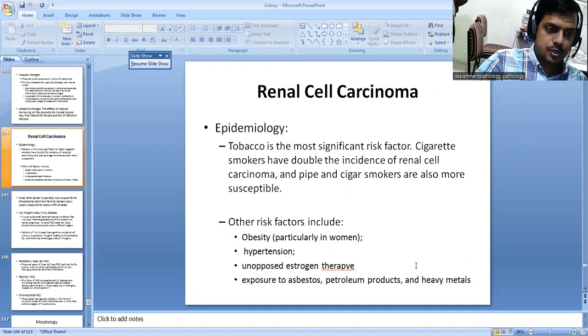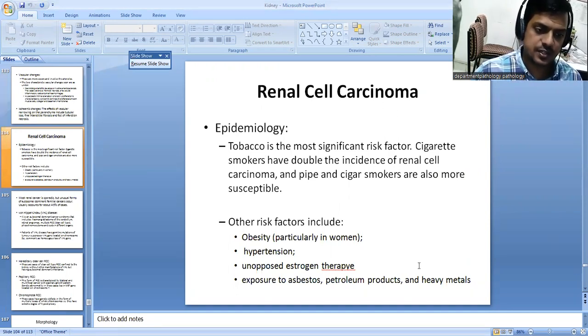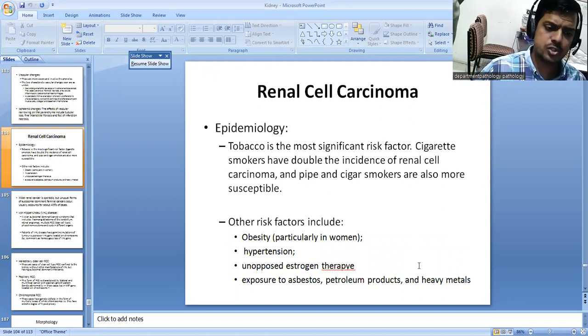Epidemiology. Tobacco is the most significant risk factor. Cigarette smokers have double the incidence of renal cell carcinoma, and pipe and cigar smokers are also more susceptible. Other risk factors include obesity, particularly in women, hypertension, unopposed estrogen therapy, exposure to asbestos, petroleum products, and heavy metals.